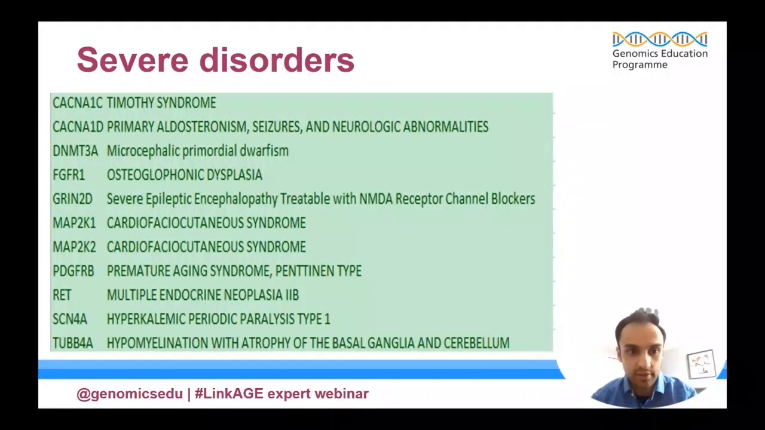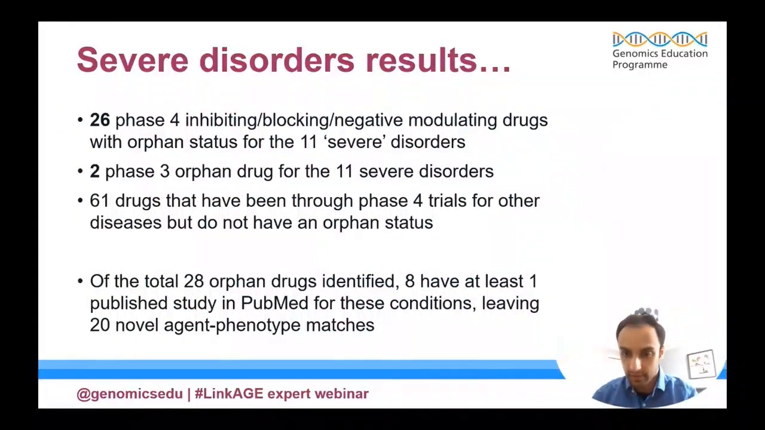So these are the severe disorders. They range from things like microcephalic primordial dwarfism to a well-known tumor syndrome, multiple endocrine neoplasia type 2B. And of course, things like hyperkalemic periodic paralysis. And the results when we looked at these disorders is that there were 26 phase four inhibiting, blocking, or negative modulating drugs that had been through granted phase four trials, and that had an orphan status within these 11 disorders. There are also two phase three orphan drugs for these 11 disorders.